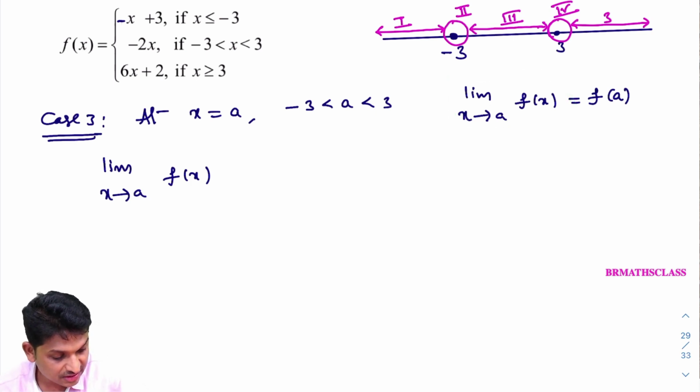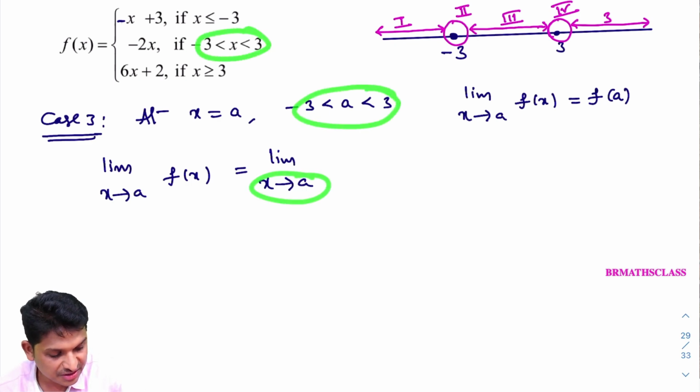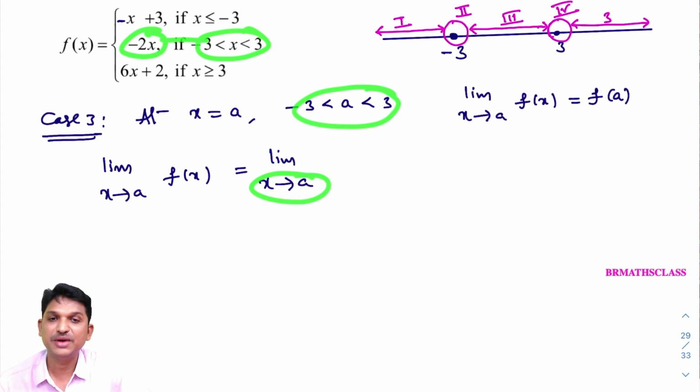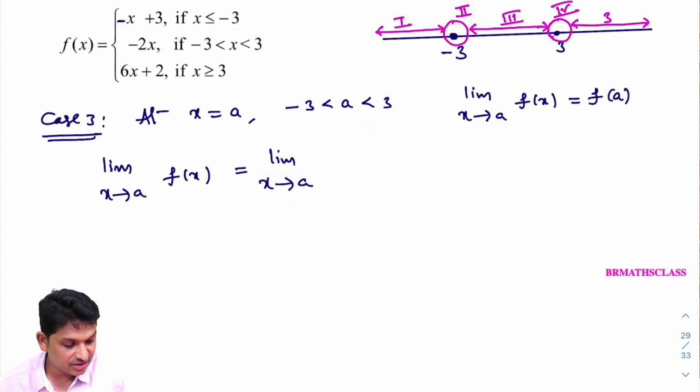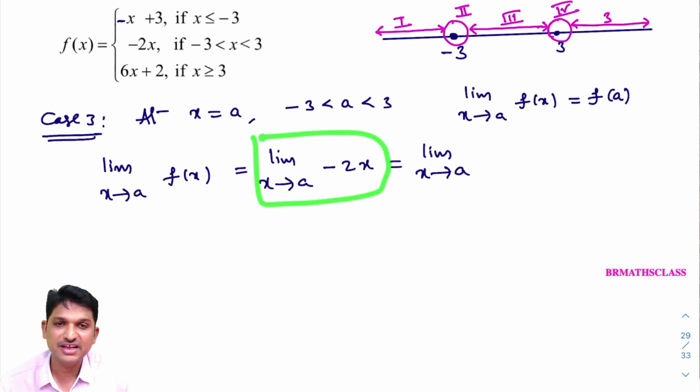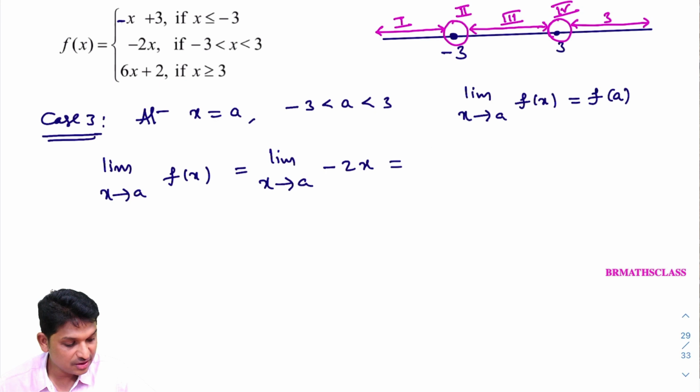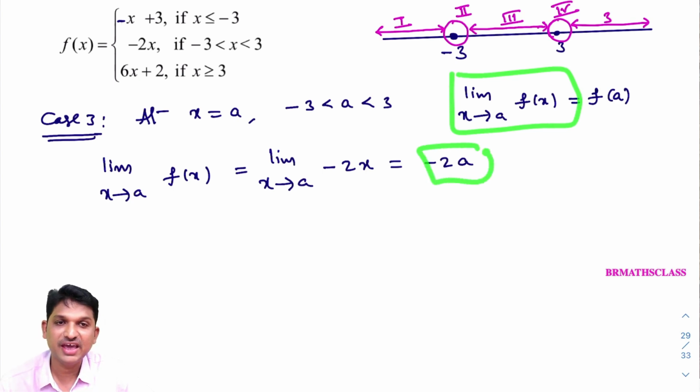That equals limit x approaches a. Which function to choose? Here a value is in this interval. That means I need to choose this function. This function is minus 2x. So what will I write here? I need to write minus 2x. Now in the given function, wherever x is there, you write a. Then what will you get? Minus 2a. So I calculated this part. I got minus 2a.